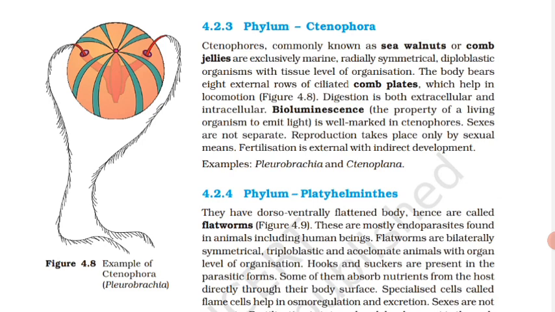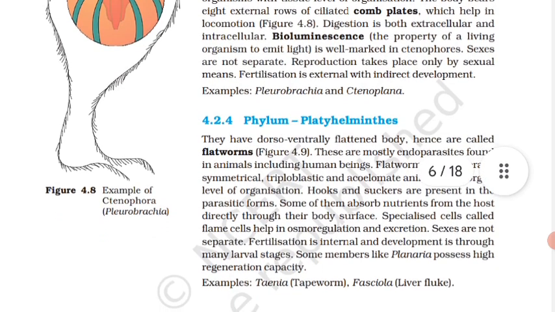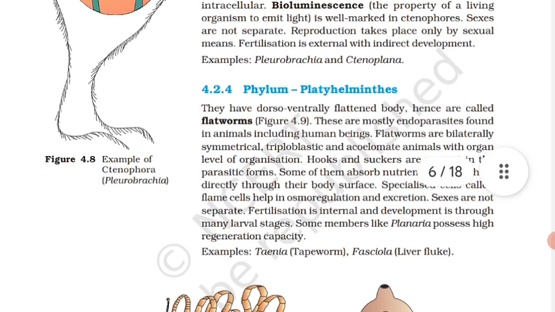Roundworms have organ system level of body organization. They are bilaterally symmetrical, triploblastic and pseudocoelomate animals. Alimentary canal is complete with a well-developed muscular pharynx. An excretory tube removes body waste from the body cavity through the excretory pore. Sexes are separate, that is dioecious, that is male and female are distinct.